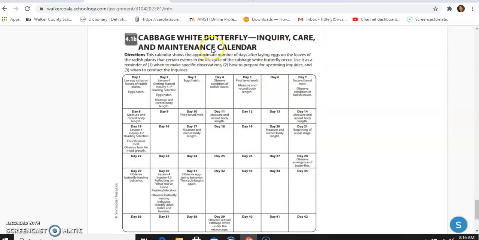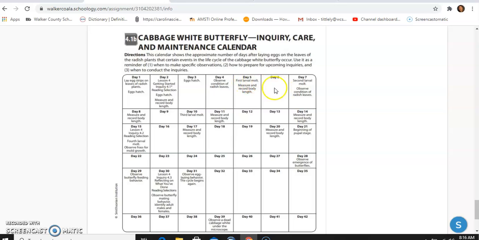Okay, then here you have the cabbage white butterfly's calendar. You can look that we start the calendar on day 1, which is the day when the eggs hatch. If we were trying to simulate this in real-time dates, we might say this was today. And then from there, by day 2, more of the eggs have hatched. Day 3, some of the eggs may hatch. Then you start to notice the condition of the radish leaves because the little tiny millimeter size caterpillars start eating radishes.